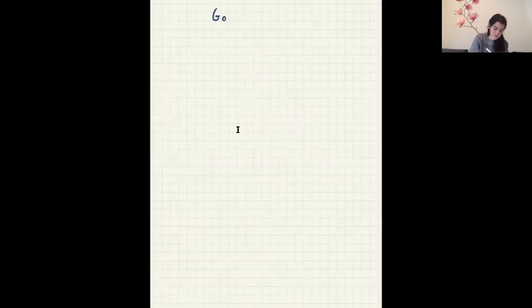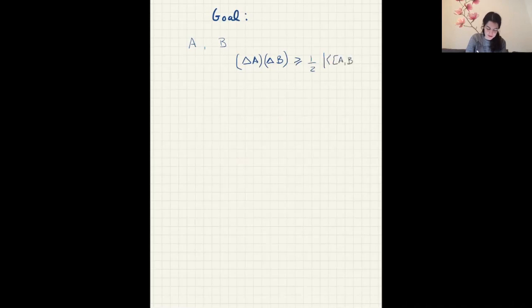The goal is the following. We have two observables, A and B, and we want to bound delta A, delta B. And this will turn out to be larger than one half of the absolute value of the commutator of the two for our state rho. Okay, very good.